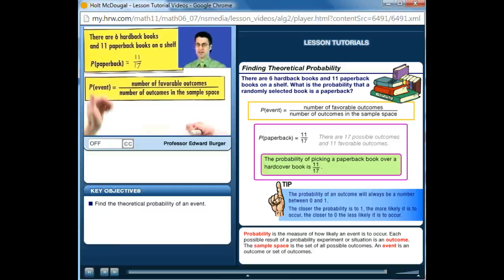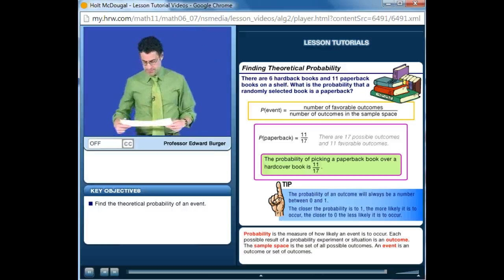When you look at the numbers, it makes sense, because it looks like there are almost twice as many paperback books as hardcover books, so it seems clear that we're probably going to pick out a paperback book, and here is the actual numeric probability, the quantification of that observation. Neat.